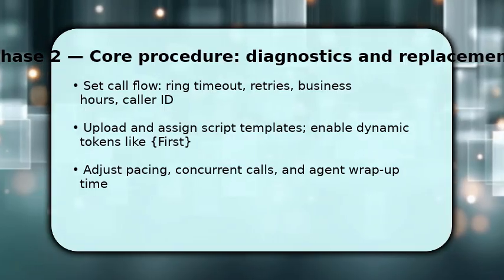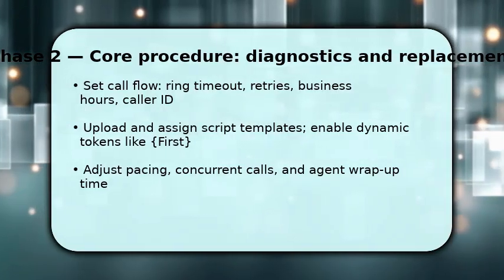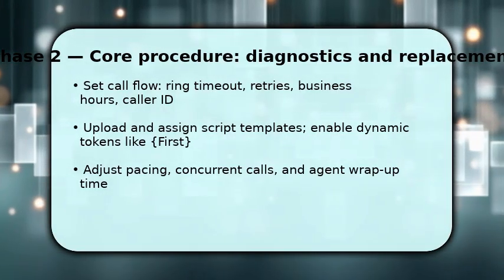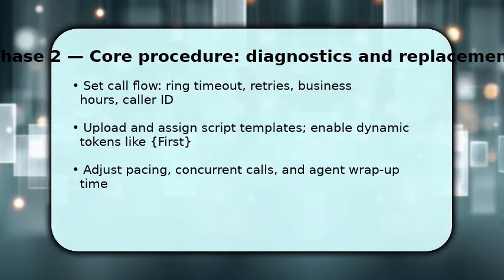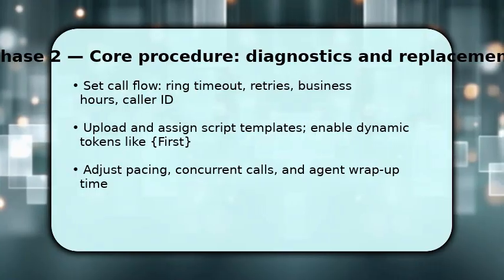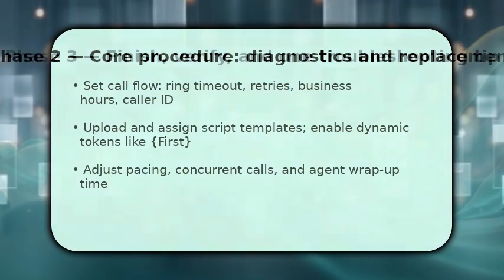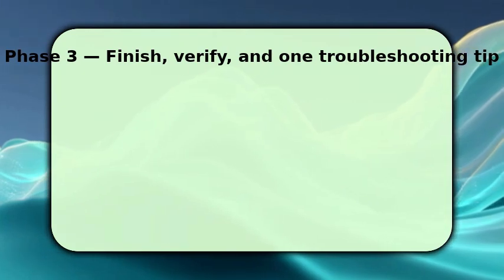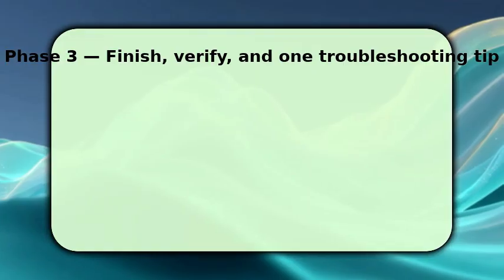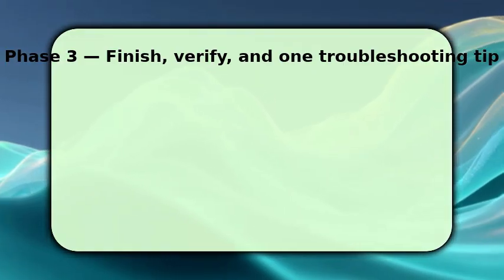Next, adjust pacing, concurrent calls, lead retries, and agent wrap-up time to balance agent availability versus contact rate. Test with a small batch to confirm voice prompts and screen pop behavior. You launch with a staged rollout. Start with 5 to 10% of the list so metrics are meaningful but risks are limited.